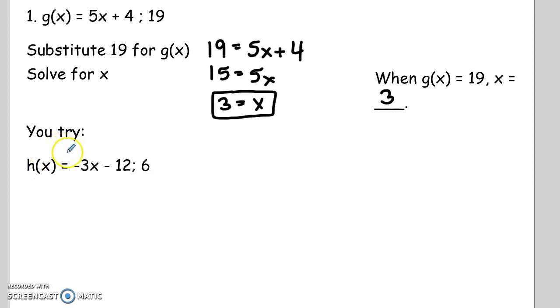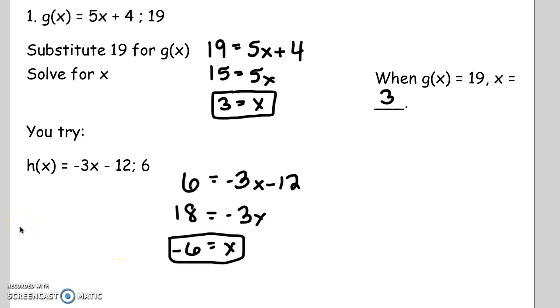We have h of x is equal to negative 3x minus 2. I'm going to tell you that the function is equal to 6. What is the value for x? Go ahead and pause this and work it out. Push play when you're ready to see the answer. Okay, so if you did this correctly, go ahead and take 6, replace it with h of x, work your algebra, add 2 to both sides, you get 18 is equal to negative 3x, divide both sides by negative 3, x is negative 6. If you got that, rock on.